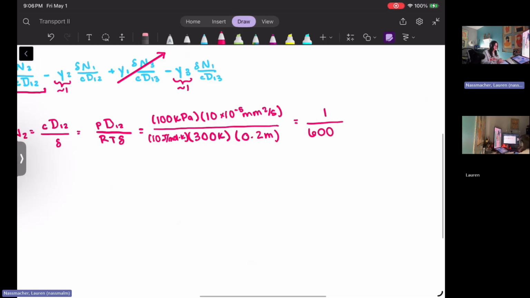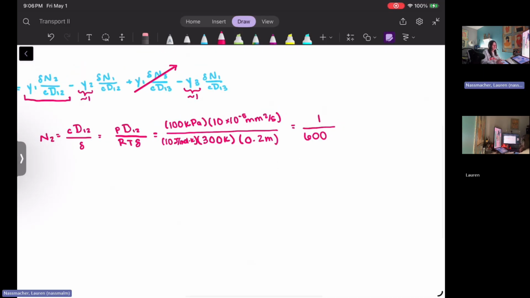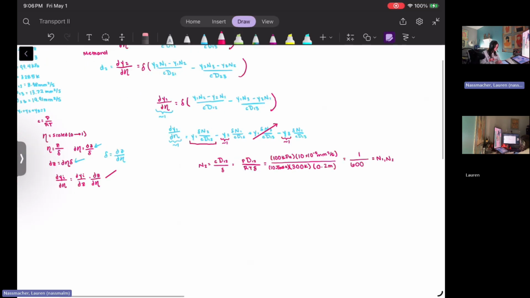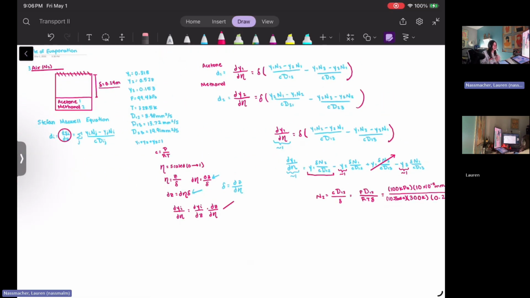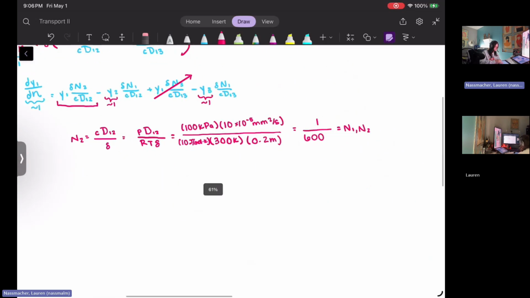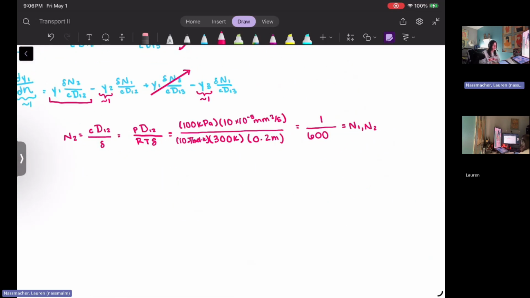Now this is somewhat true for both the molar flux of N1, or molar flux of our component 1, which is acetone, and our molar flux of our second component, which is methanol. So it's true for both of those. And we know that because they're going to be around the same at that point, right? They've both gotten there. So we're going to move on to Excel from here.